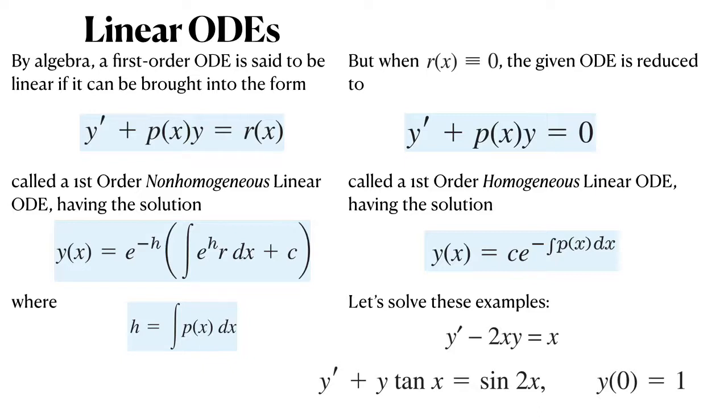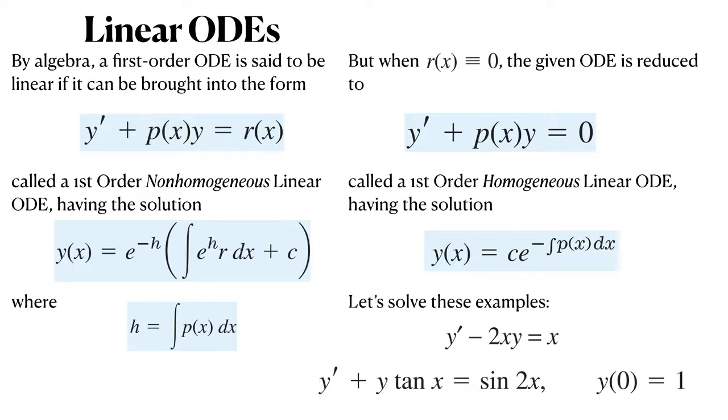So, in the first equation, y prime minus 2xy is equal to x. Our p of x is negative 2x, and our r of x is just x. In the second example, our p of x is tangent x. Our r of x is sine 2x.